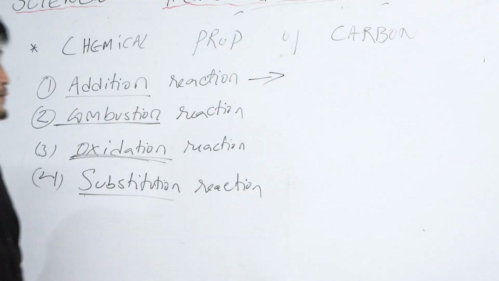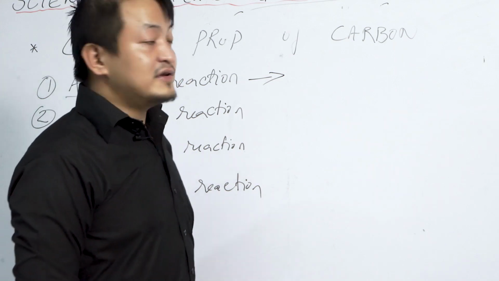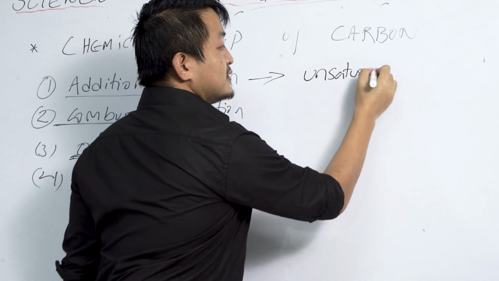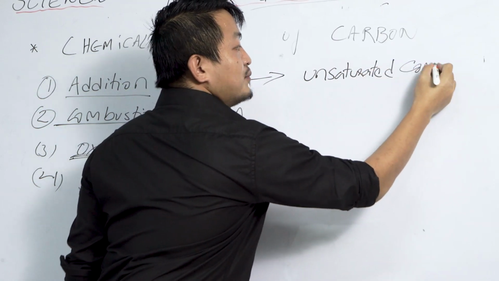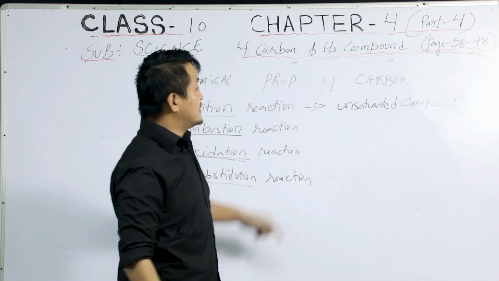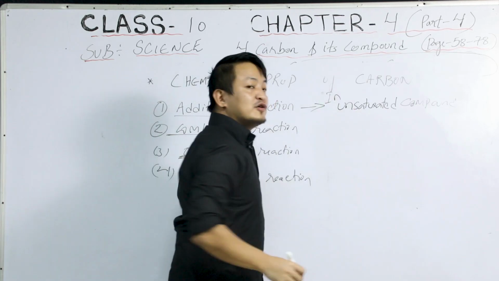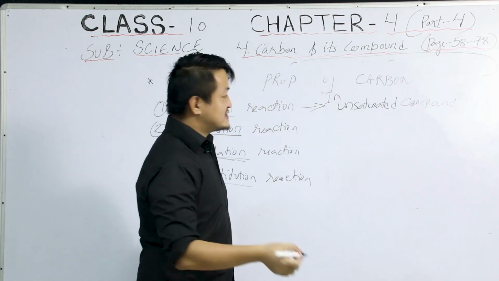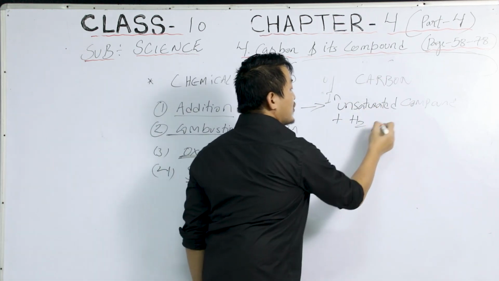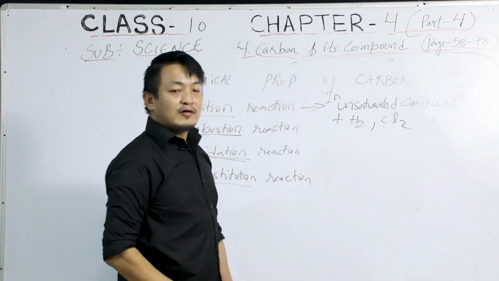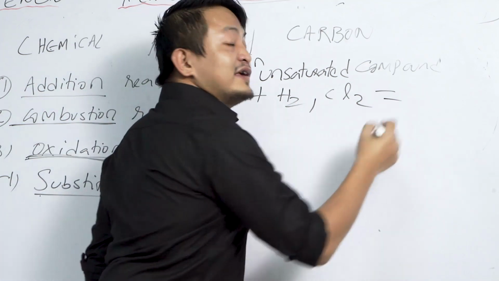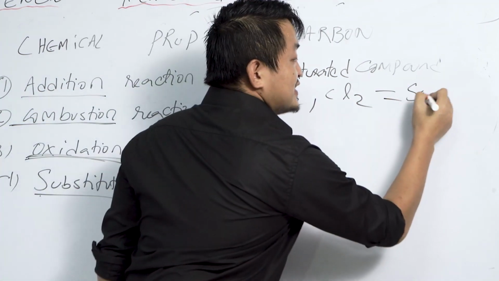Now here in this addition reaction, an unsaturated compound. See, unsaturated compound. Now in any unsaturated compound, we will add molecules such as hydrogen or chlorine. We'll add hydrogen or chlorine to make it what? To make it saturated.